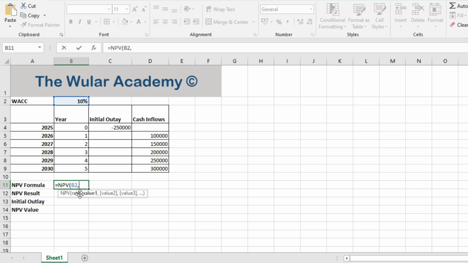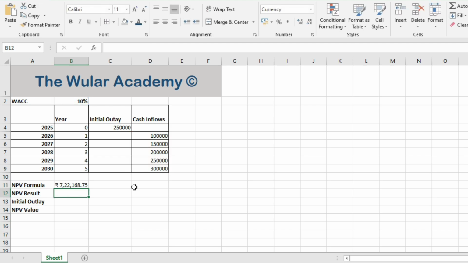So we have to input values for the NPV function. So these are the values, cash inflows over a period of next 5 years. So these are the future cash flows. We only have to input future cash flows in the NPV function. We will close the parenthesis here and hit enter on the keyboard. So now we have this value, 7,22,168, as the present value for these cash flows.